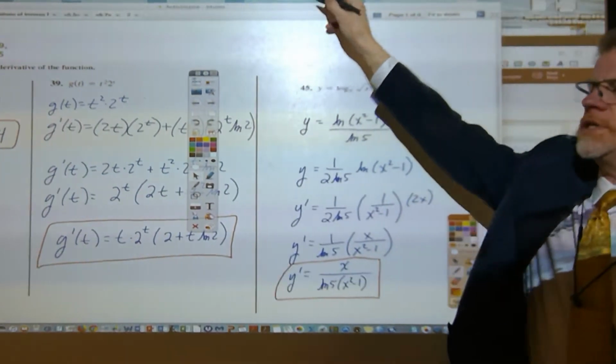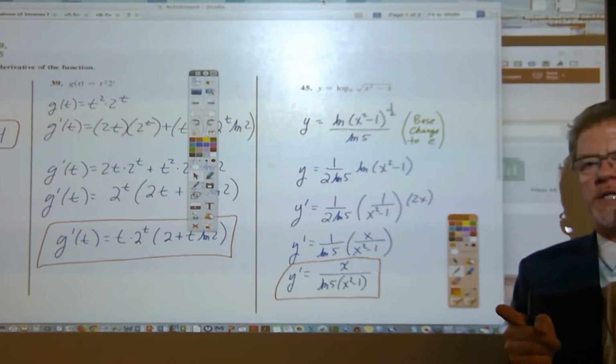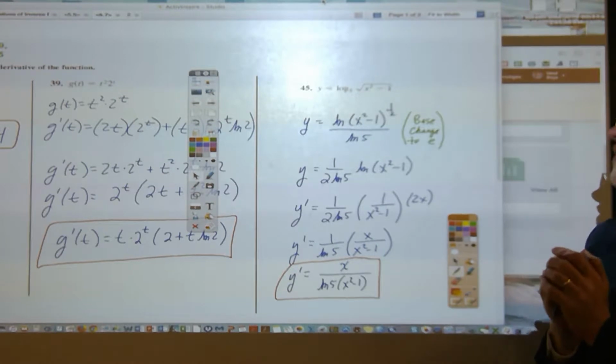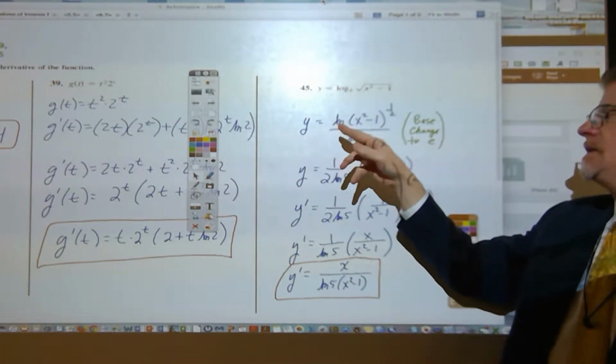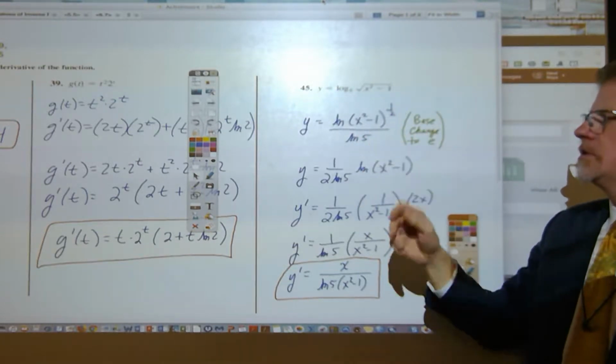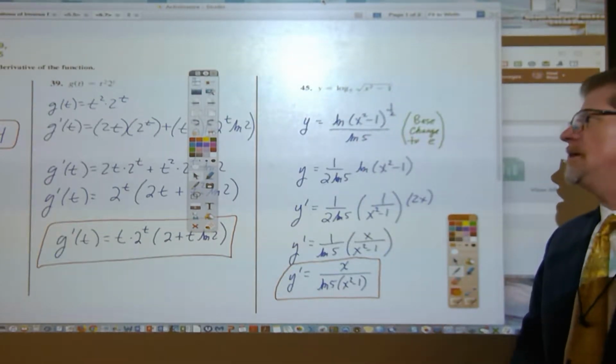My first move was to use the base change formula that I shared with you yesterday. Instead of log base 5, I wanted to change it to base e. So I made it log base e of the input over log base e of 5.